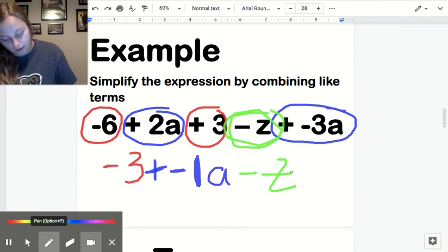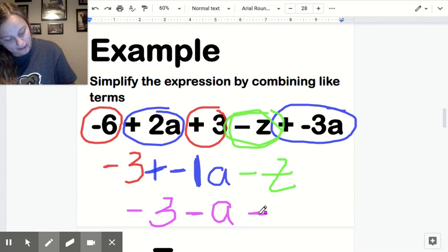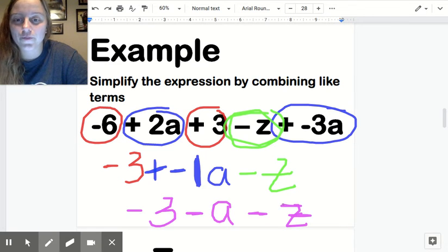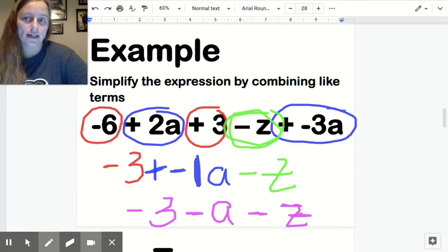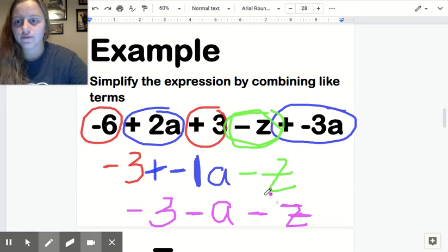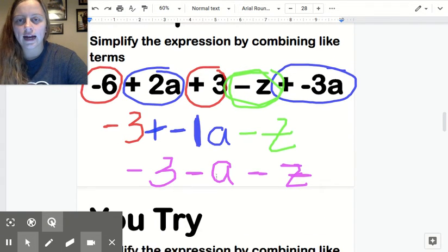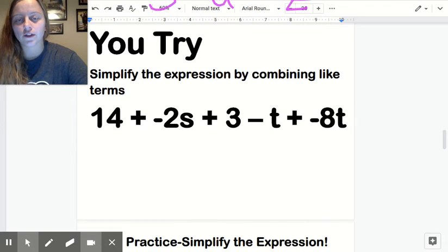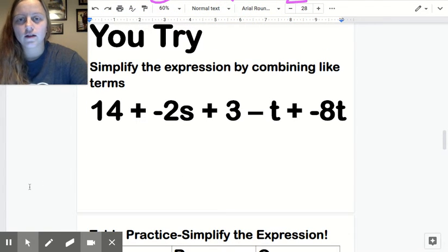If you wrote it like this, negative 3 minus a minus z, that's the exact same thing, okay? Adding a negative is the same as subtracting a positive. It's the same thing. And 1a is the same as just a. Let's go ahead and you try this one here. We'll pause the video while you work.